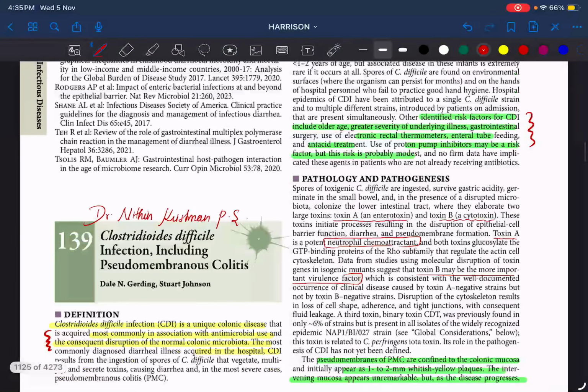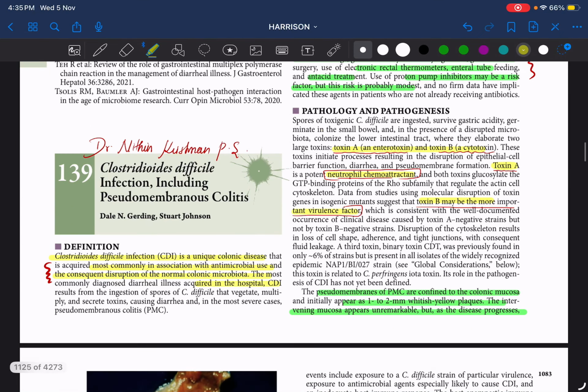Coming to the pathology and pathogenesis, it has two toxins. One is toxin A, which is an enterotoxin, and toxin B, which is a cytotoxin. And remember, toxin A is a neutrophil chemoattractant, and toxin B is the most important virulence factor. Once this toxin enters the body, there will be disruption of the cytoskeleton, which results in the loss of cell shape, adherence, and tight junction with consequent fluid leakage.